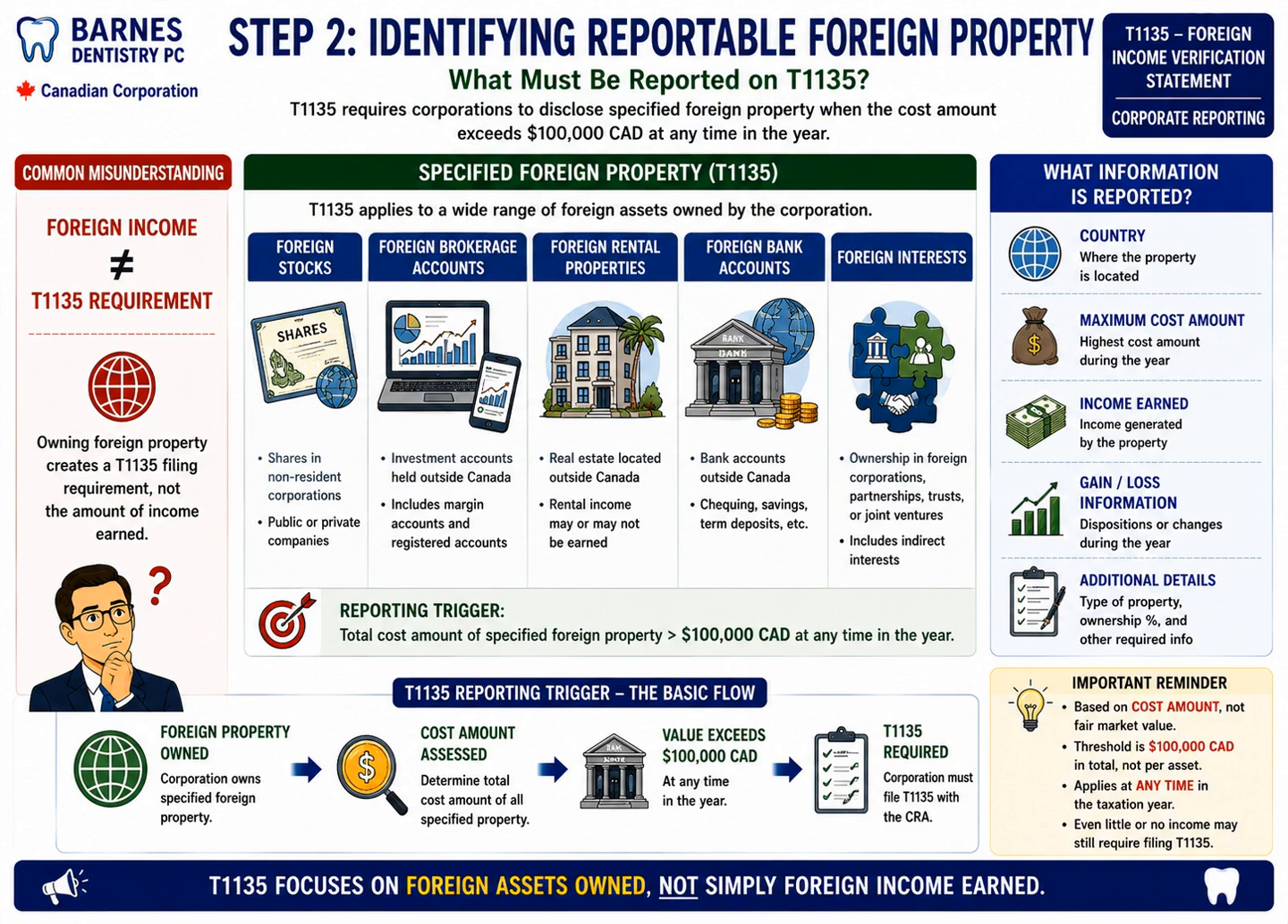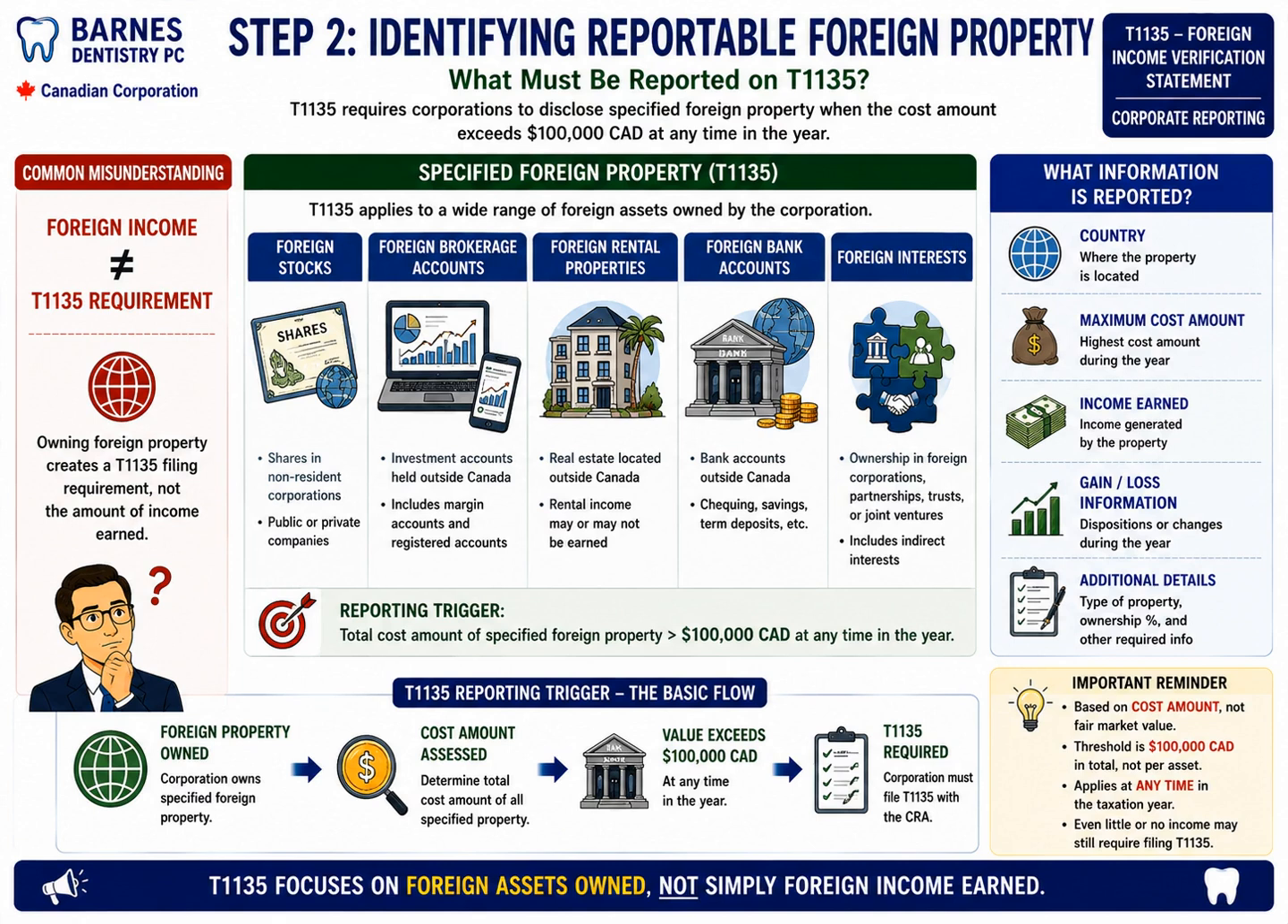Many beginners assume that foreign income automatically creates a T1135 filing requirement. But that's not how the rules work. Notice the large not equal sign in the diagram. Foreign income and T1135 are related concepts, but they are not the same thing.